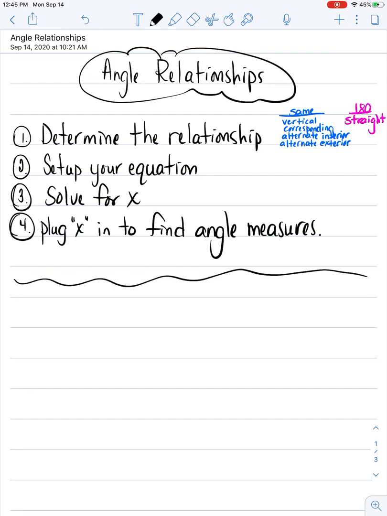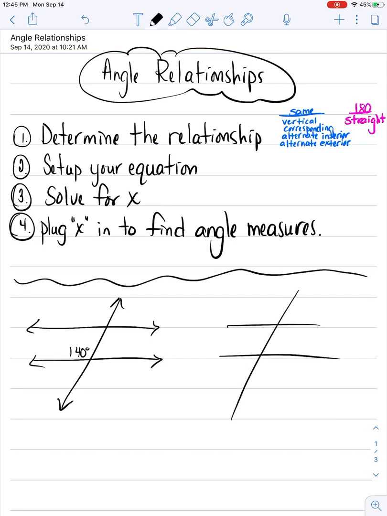So last week, or in our previous lesson, we talked a little bit about parallel lines and transversals. And we found that if we have one angle measure, we can actually use that to find all of the others. So this week we're going to take that a step farther, and we're going to look at when we're given something that looks like this.